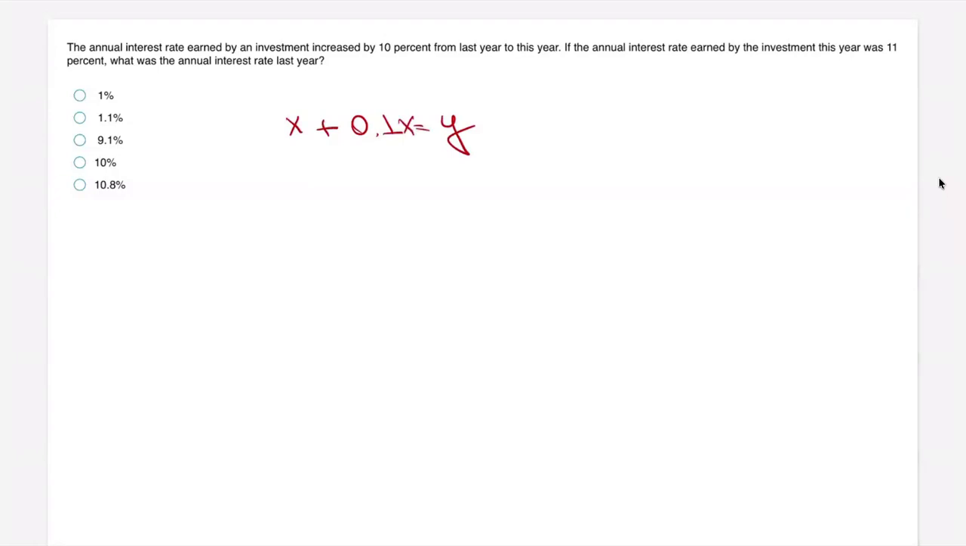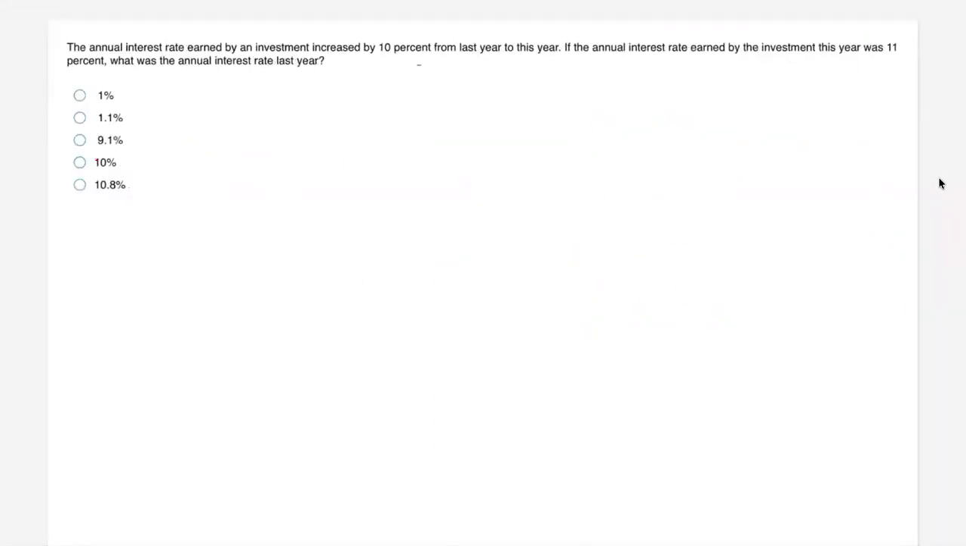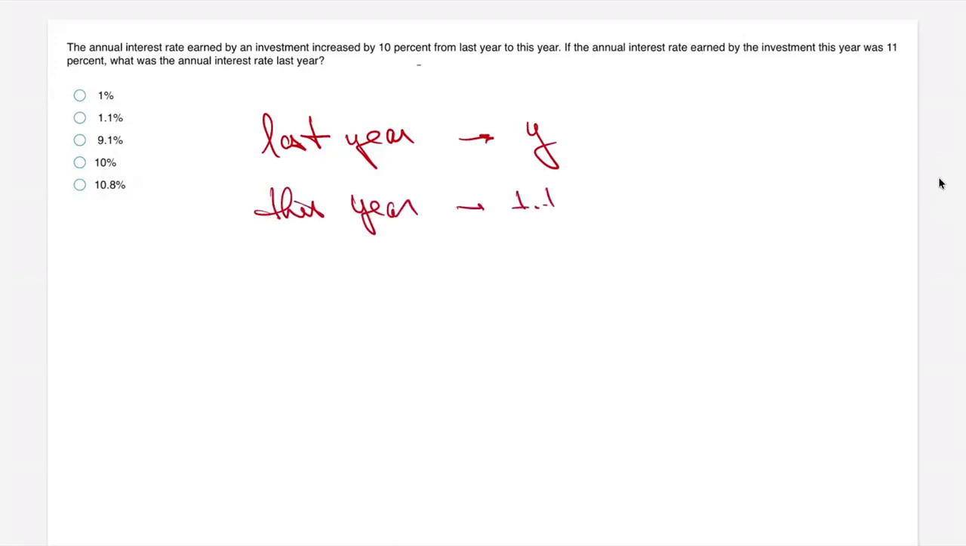The annual interest rate earned by an investment increased by 10% from last year to this year. So I think it's better. Let's just remember how I did today. Okay. Last year, I will call Y. This year is 1.1 of Y. Do you guys agree? Okay. Increase it 10%. So this year is 1.1 Y.